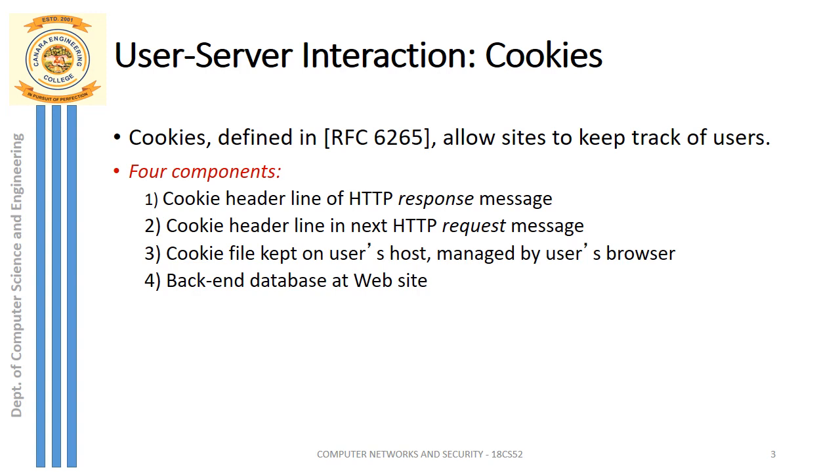Cookies are designed with 4 components. The first one is a cookie header line in the HTTP response message, then a cookie header line in the next HTTP request message, a cookie file kept on the user's host and managed by the user's browser, and the last one is a backend database at the website. So these 4 components help cookies to keep track of users.